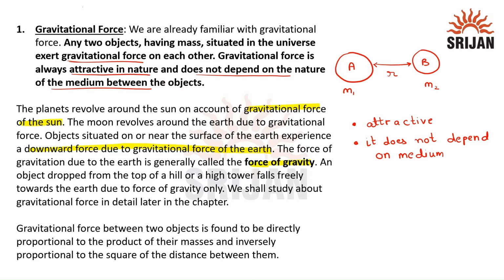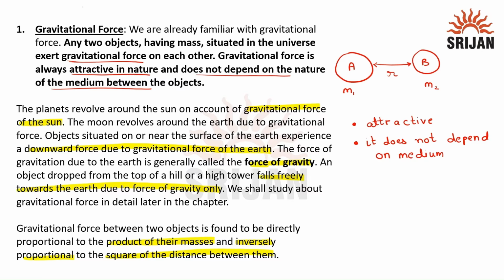The force of gravitation due to the earth is generally called the force of gravity. An object dropped from the top of a hill or a high tower falls freely towards the earth due to this force of gravity only. And we will discuss this in the next section of this chapter. Gravitational force between two objects is found to be directly proportional to the product of their masses and inversely proportional to the square of the distance between them. So, this is an important point.